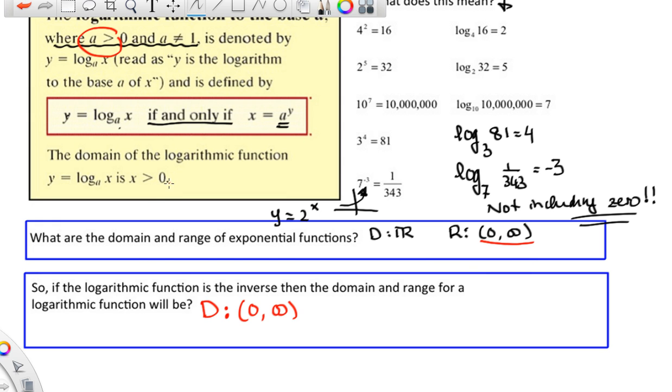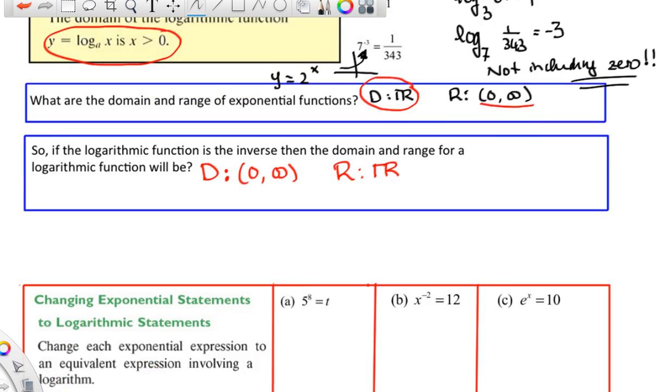Sorry, that was the base. Where is it? Sorry, here. I think I skipped it sort of on purpose, but you know, it was mentioned here. And then the range for the logarithmic would be the domain of the original. So the logarithmic has a range that goes from negative to positive infinity, or all real numbers.